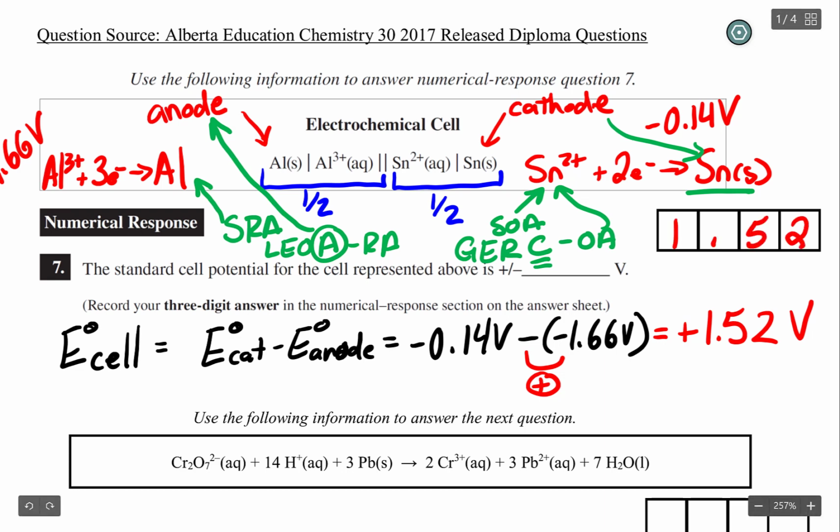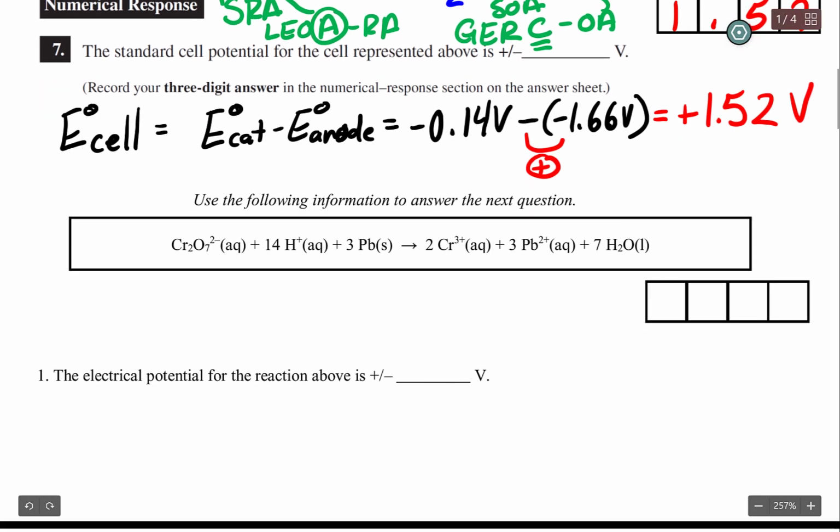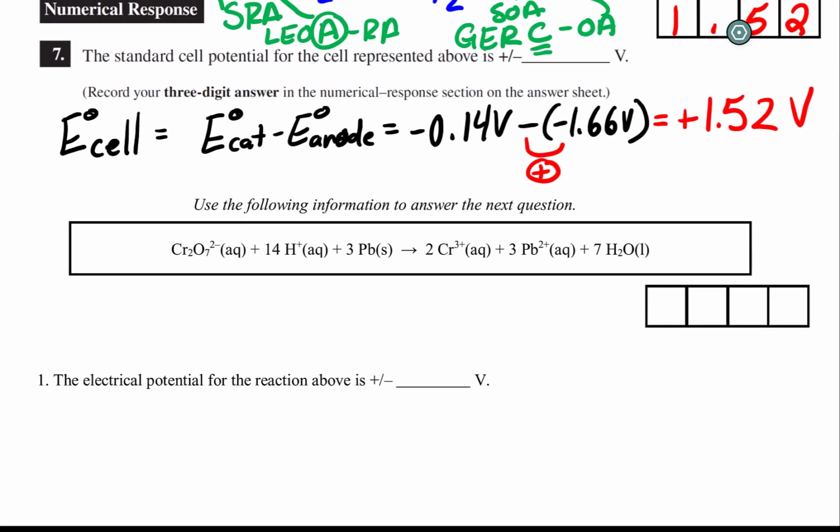And I can enter that into my numeric response box as 1.52. All right. I would like you to pause the video at this point and try this question. Make sure that you are figuring out what your strongest oxidizing agent and reducing agent is first, in order to figure out the anode and cathode of this net reaction. Please try the question now.